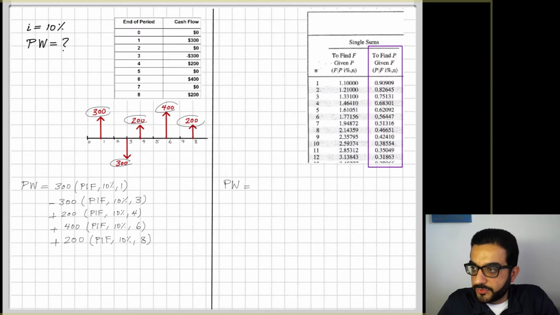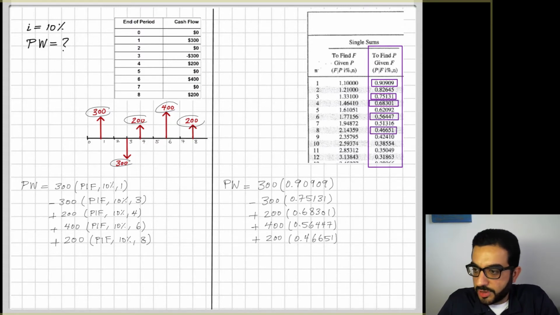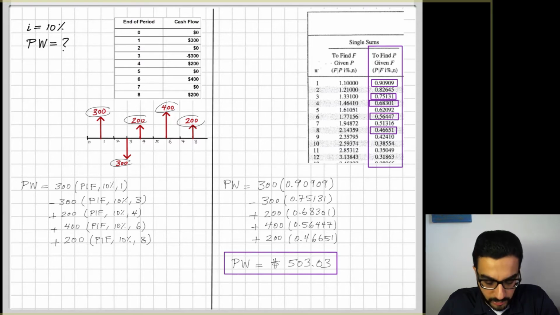And bringing the tables again, P given F is the second column, and you just keep getting the values of the factors. Once you have all the factors, multiply them by the cash flow values, and you will end up with a present worth of 503.03. So a simple example that shows you another case of calculating present worth.